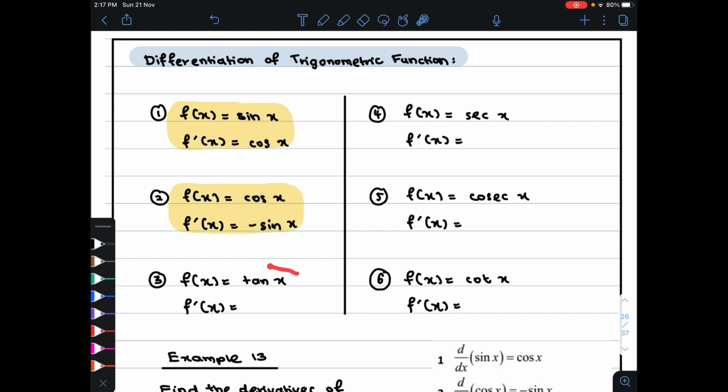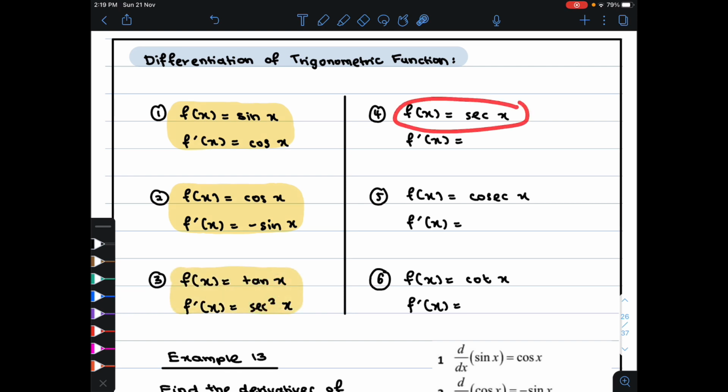The third one is f(x) equals tan x. Differentiate f(x) will give you f prime x. When you differentiate tan, you'll get secant square. The function x stays the same. But don't forget to differentiate x. So you'll get 1, and we can just ignore 1. And hence, when you differentiate tan x, you'll get secant square x.